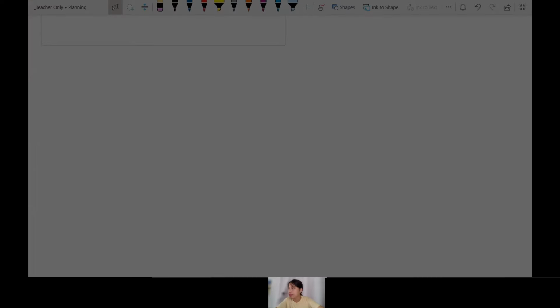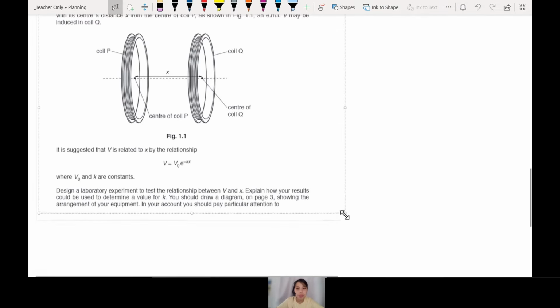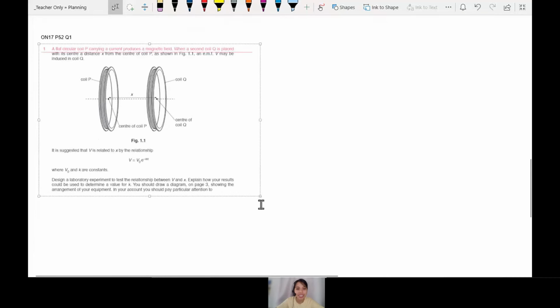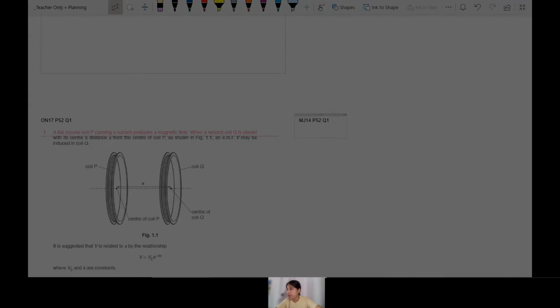So the first one here is ON17 P52 Q1. Spot the difference. We can play a spot the difference game. The other one is MJ14 P52 Q1. So these are basically the two types of experiments of magnetic field that can come out. It's either you induce, or you just measure magnetic field only. Maybe they can give you both.